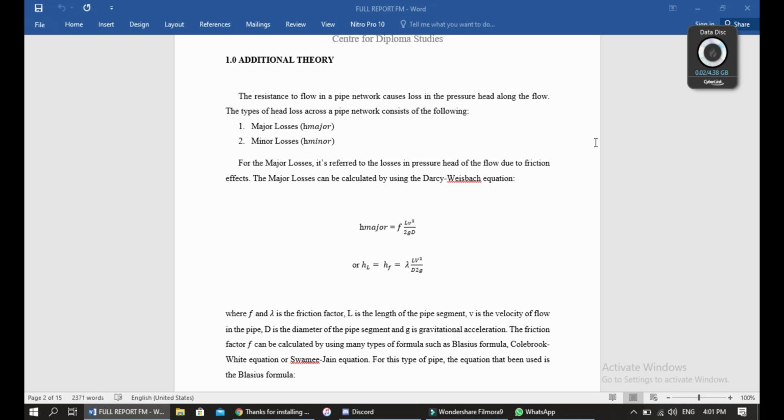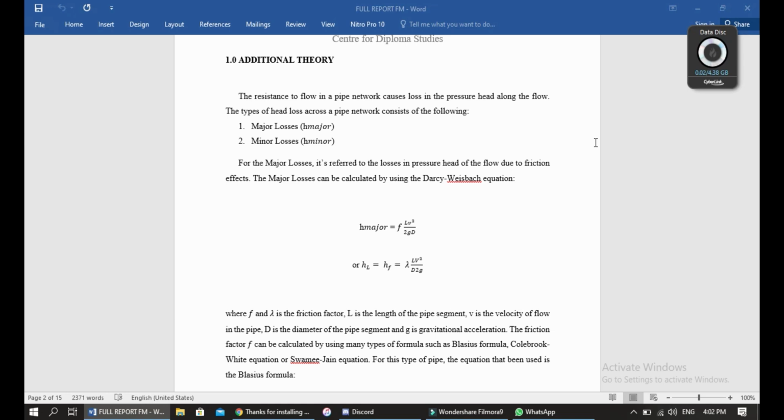Today I will present the additional theory for the lab report, which is losses in pipes and fittings. The resistance to flow in a pipe network causes a loss in the pressure head along the flow. The types of head loss across a pipe network consist of first, major losses, which we can call H major, and second, minor losses, which we can call H minor.